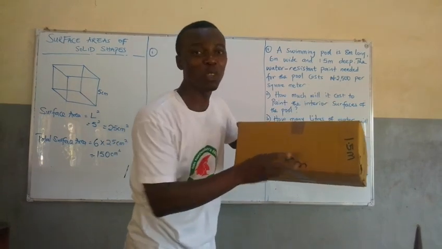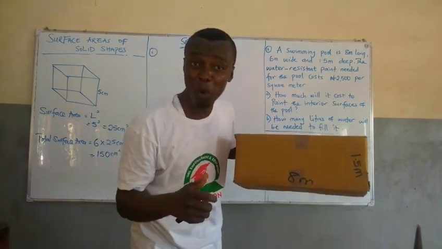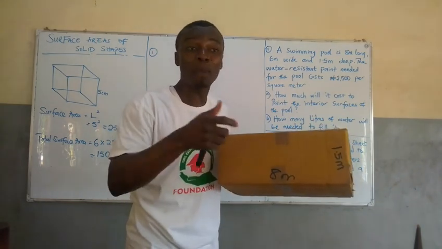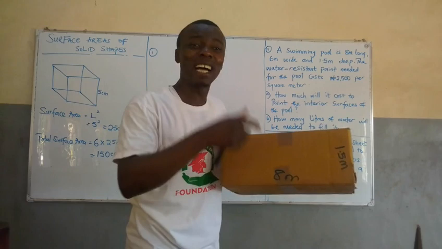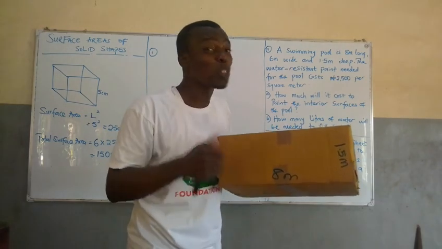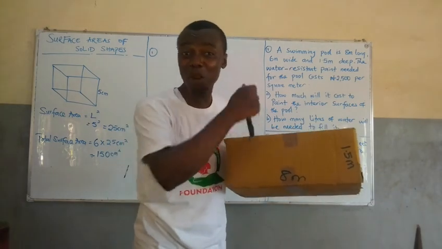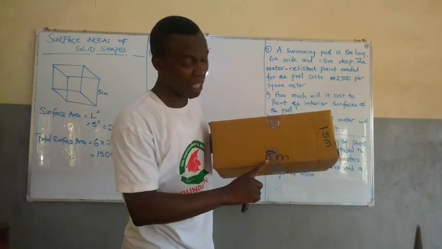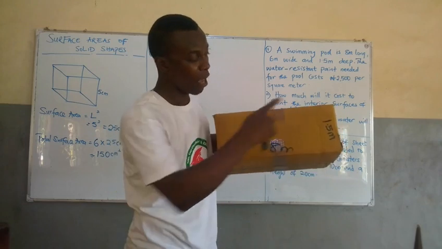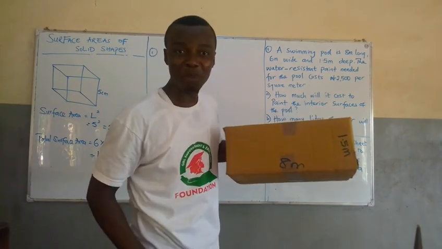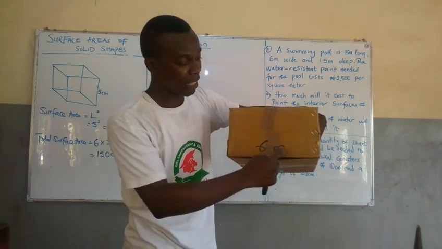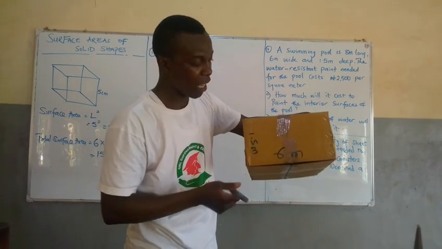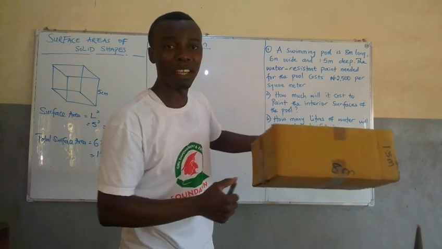So now, looking at this again, remember I told you, not even for a cuboid alone, but for all solid shapes, you have to know the solid shape well to be able to find the surface area. Now, when you look at this, I hope you won't be confused, knowing that this is 8 meters, while this is 1.5 meters. When I turn to this side, this is 6 meters, and this is 1.5 meters. Likewise, all the other sides.